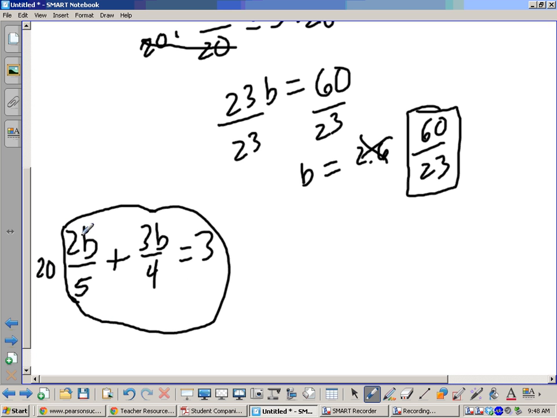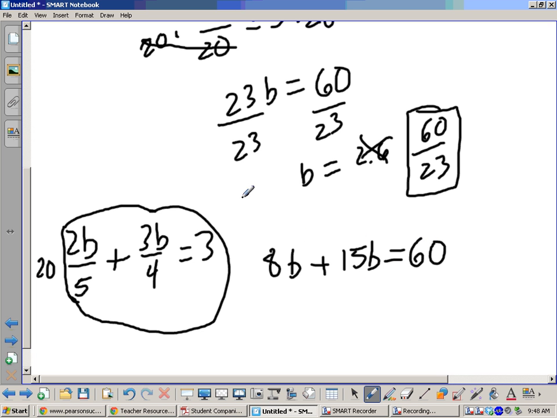So 20 times 2b over 5. So that's going to reduce. So we're going to get just 8b. 20 times 2 would be 40b over 5 would reduce to 8b. Okay. Now we're going to take 20 and multiply by 3b over 4. Well, that's just going to reduce to 15b. So again, we'd do 20 times 3, you'd get 60b. 60b over 4 simplifies to 15b. And then we have to multiply 20 times 3. So 20 times 3 is going to give you 60.